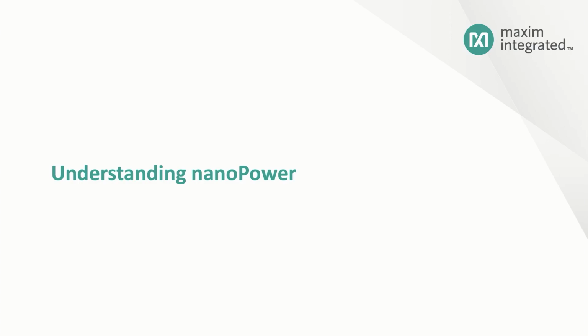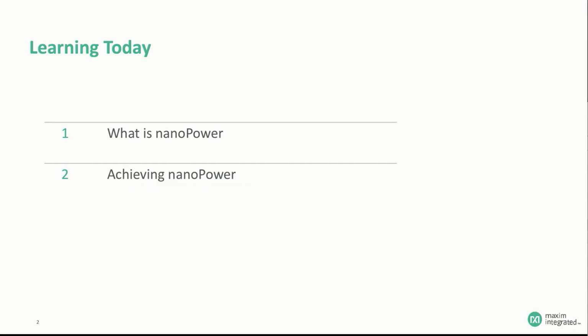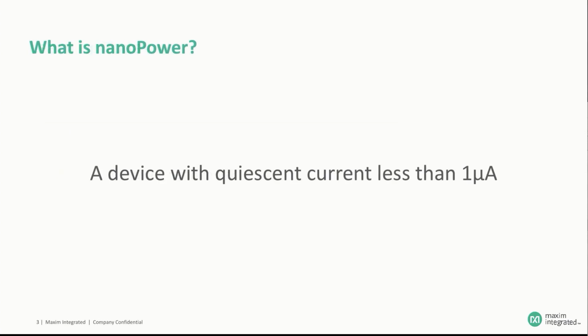In this course, we will cover nanoPower. We will discuss what nanoPower is and how to achieve it. So what is nanoPower? We define nanoPower as a device with a quiescent current less than 1 microamp, basically nanoamps. It can be a very strict definition. This allows us to categorize our products, but it doesn't tell the whole story about nanoPower.